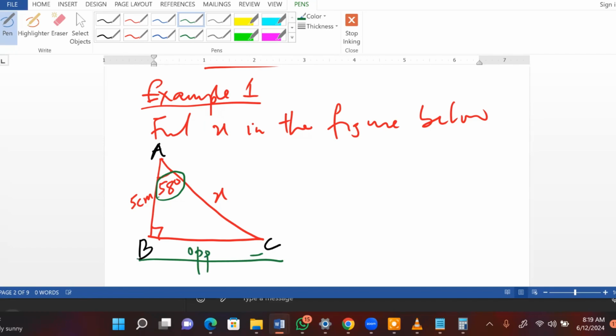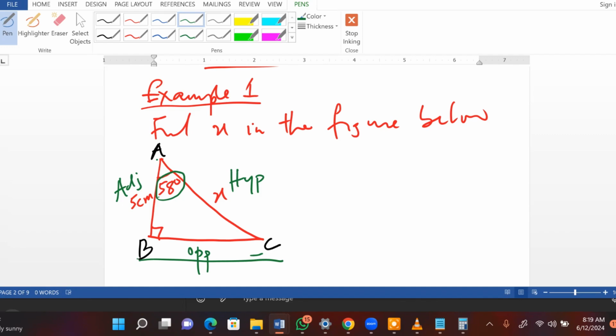So which one is adjacent? Adjacent is AB. That's correct. And hypotenuse is what? AC. That is x. This is the hypotenuse. So when you are given such a question, you just ignore the x first and look for the angle that was given. Does it always have to be that way? Yes.